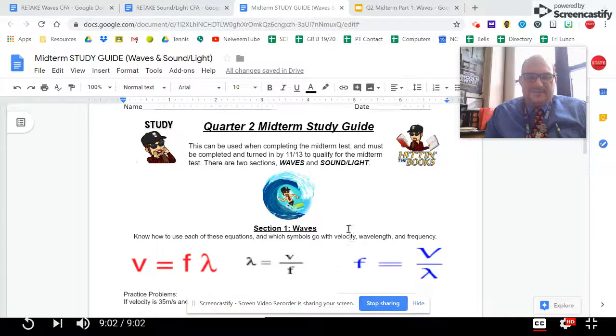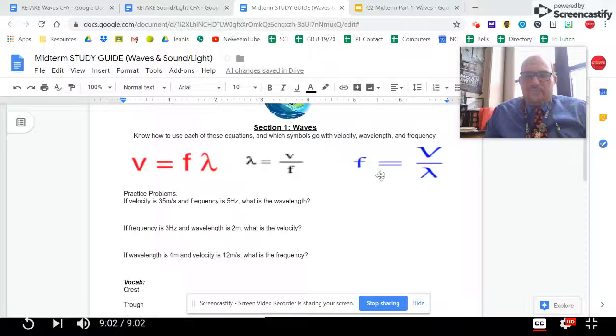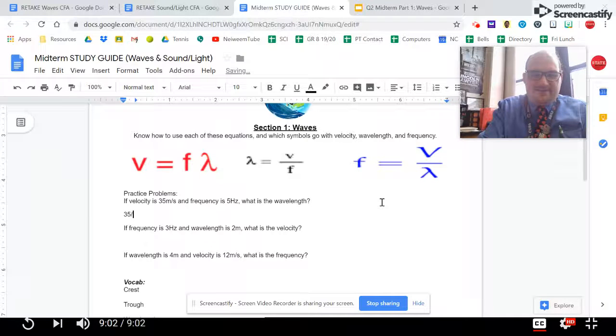Q2 midterm study guide. Know these equations, know how they work. Velocity equals frequency times wavelength. Wavelength equals velocity divided by frequency. Frequency equals velocity divided by wavelength. If velocity is 35 meters per second and the frequency is 5 hertz, what is the wavelength? So we're going to be doing 35 divided by 5 equals 7, and it's wavelength, so 7 meters.